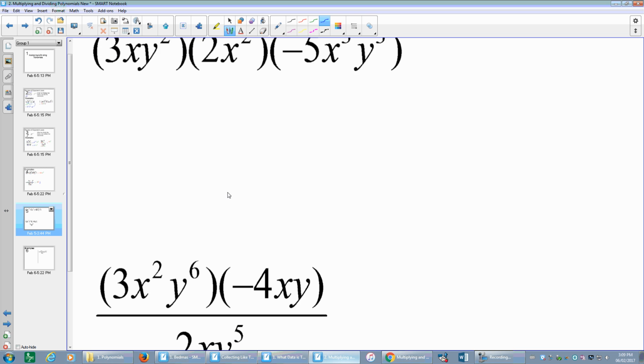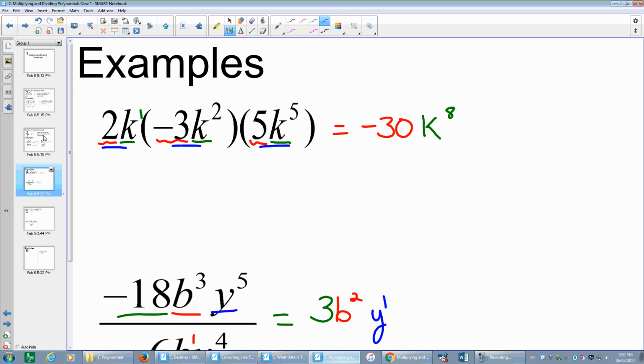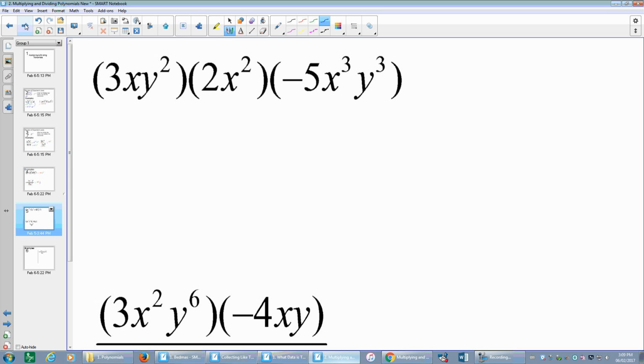Okay, we're going to go over some more examples. Here, again, this one is very similar to the one we just did. Now we just have double bases, whereas in this example here, we just had a single base. Okay, so what am I going to do here? I have multiplication. 3 times 2 times negative 5. I get negative 30.